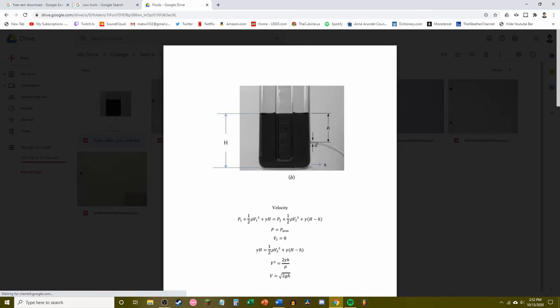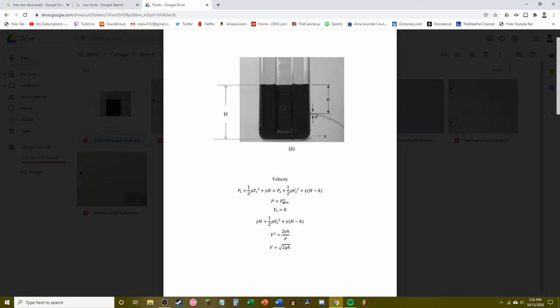For that, we use Bernoulli's equation. We take two points: one at the top of the water and one right by the exit, because both are at atmospheric pressure, so they cancel out. When we plug in all the information, we have the pressure, velocity term and height term up here, and the pressure, velocity and height term here. We want the height from the bottom, so it's big H minus little h.